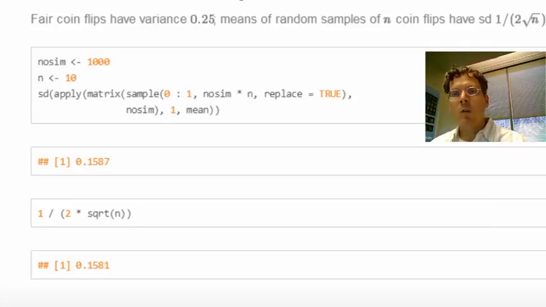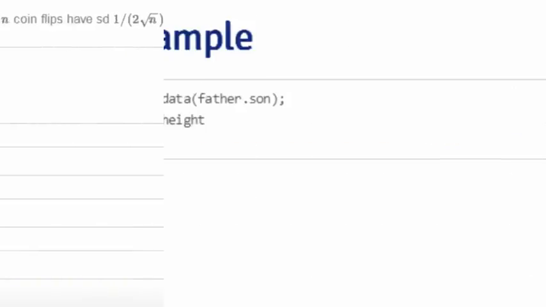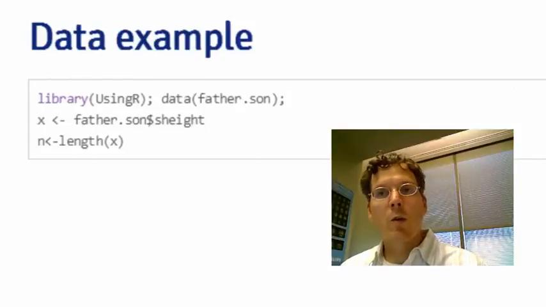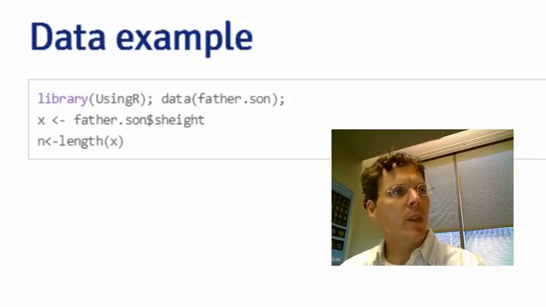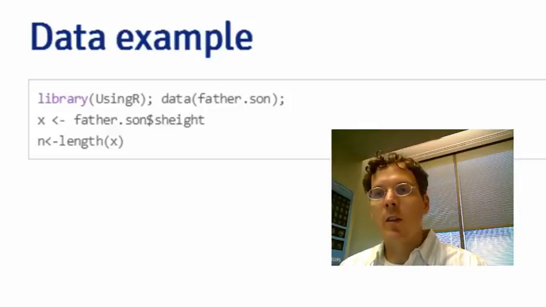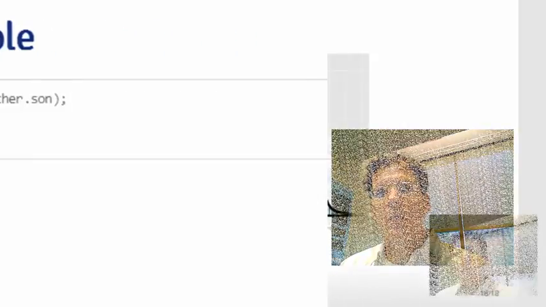So again, the only time you'll ever have to do these simulation experiments is in a class like this where you're learning about what the standard error of the mean is actually implying. And so let's actually go through a data example. Here I'm going to use the father-son data from the UsingR data set, and I'm going to grab the son's height, and n is going to be the number of observations, like always.